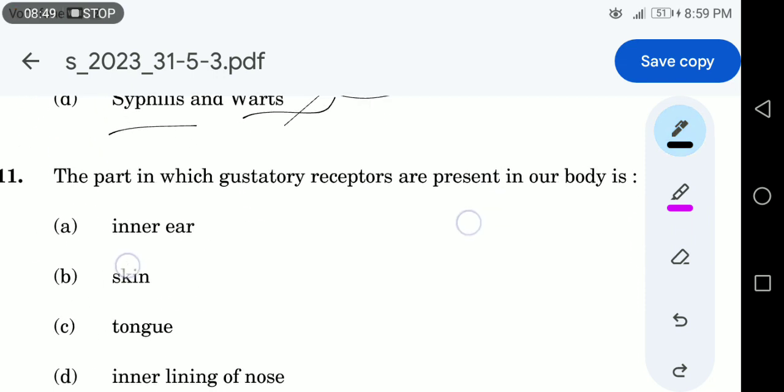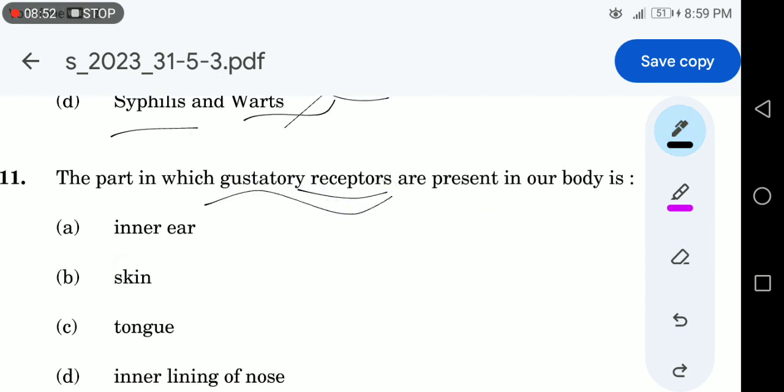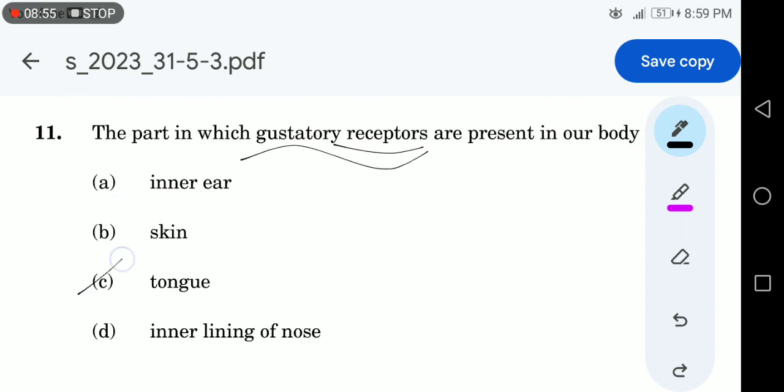The part in which gustatory receptors are present in our bodies is the tongue.